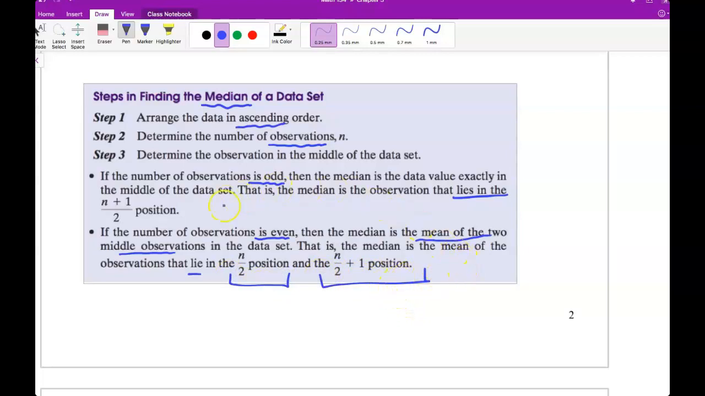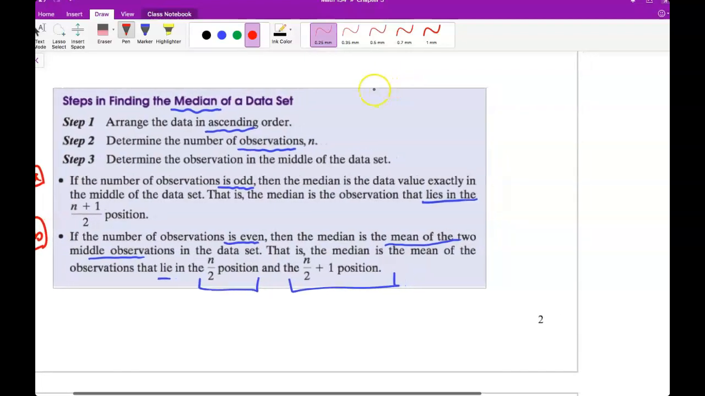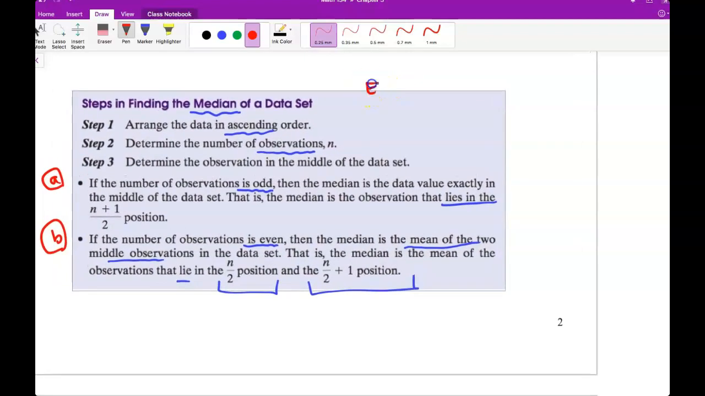Okay, I want to have an example for each one, when our number of observations is odd, and when it's even. Let's use A for that one and B for this one. I'm writing that part here. Example for part A. We should have number of observations as odd. For example, 1, 2, 3, 4, 5.